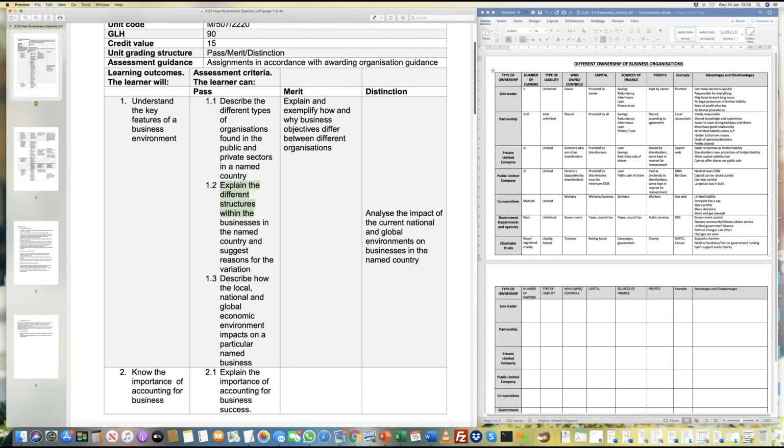Now, what we're also going to do in the extension activities, which is the merit and distinction activity, is look very clearly at understanding how businesses define objectives when we talk about vision and mission statements, and how they differ between organizations. When we see the adverts on the TV that say every little helps, or always saving you money, these are taglines which businesses have created. Can you recall who these taglines are for and which businesses they belong to?